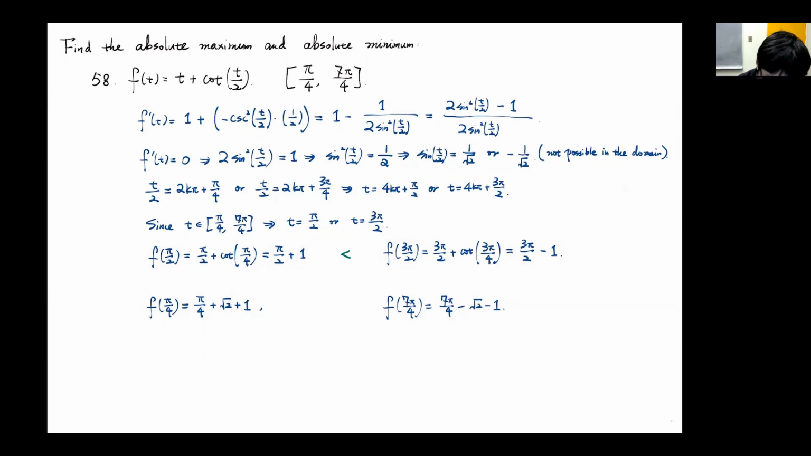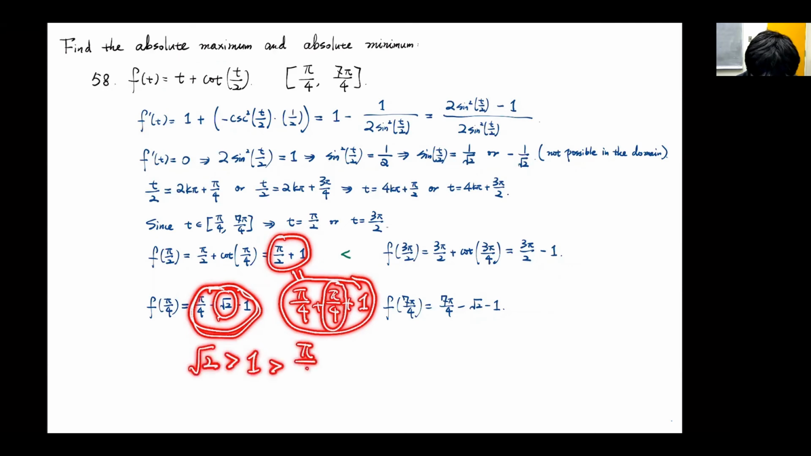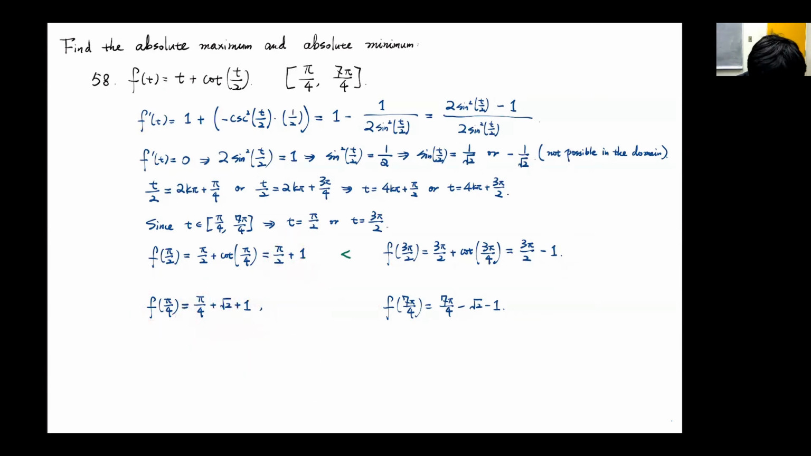Okay, so let's compare these two guys over here. In order to do this comparison, let me rewrite the first, pi over 2 plus 1, as pi over 4 plus pi over 4 plus 1. I want to compare whether or not this guy is larger than this guy. So all I need to do is compare whether or not root 2 is larger than pi over 4. But root 2 is greater than 1, and pi over 4 is smaller than 1. So I can see that f of pi over 4 will be the larger one. So f of pi over 2 will be smaller than f of pi over 4.